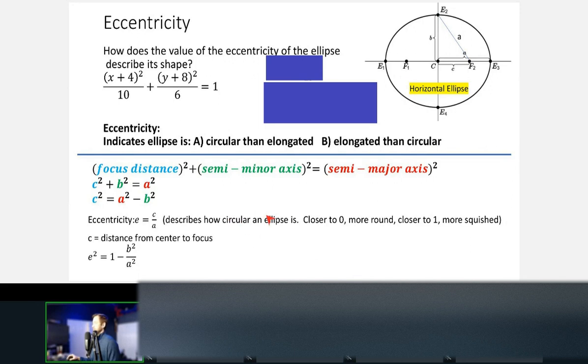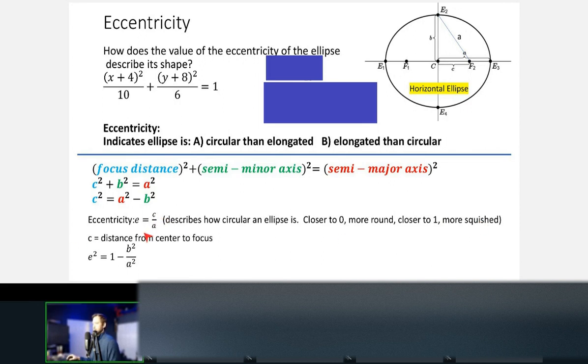I did include the snippet from the actual module. The equation for eccentricity is E equals C over A. And this describes how circular an ellipse is. If the E value that you find is closer to 0, then it is more round. If the E value is closer to 1, then it's more squished or more elongated.